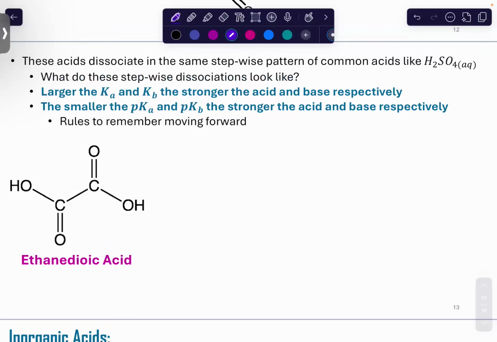These acids are going to dissociate in the same stepwise pattern as our common acids like sulfuric acid. Now we're going to be talking about Kas, Kbs, pKas, and pKbs. Once you get into higher level, people will talk in terms of pKa and pKb. The lower the pKa or pKb, the stronger the acid or base respectively, because we can go negative with those. A pKa of -11 is stronger than a pKa of -3. But you might say that the -3 is smaller than -11. So I would say lower is a better term than smaller.